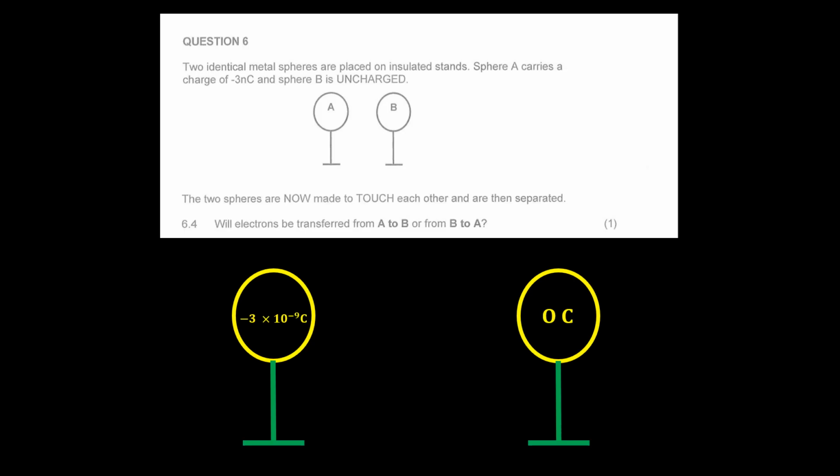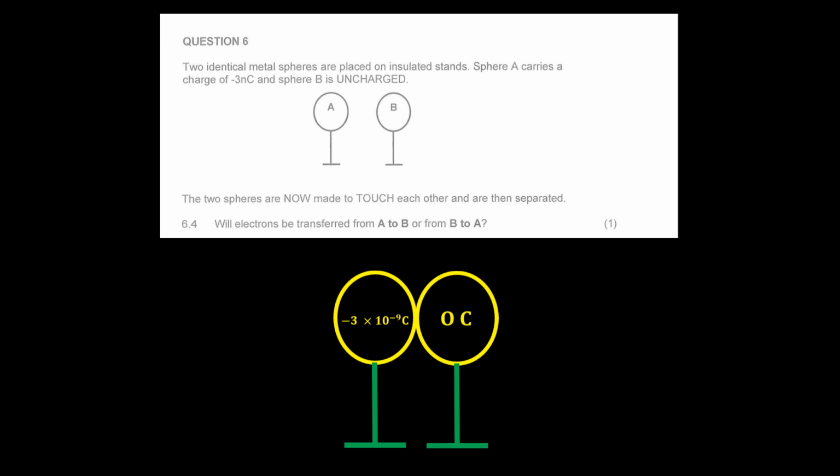The two spheres are now made to touch each other and are then separated. Question 6.4. Will electrons be transferred from A to B or from B to A? And this is a 1-mark question. So electrons always move from the more negative sphere to the more positive sphere. It's almost like thinking that the electrons are always attracted to the more positive sphere, right?